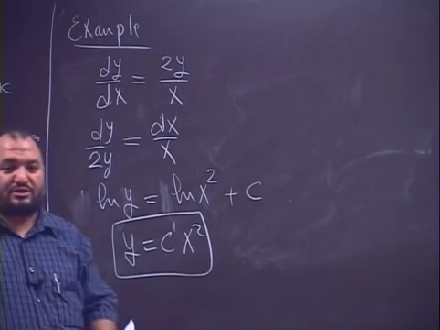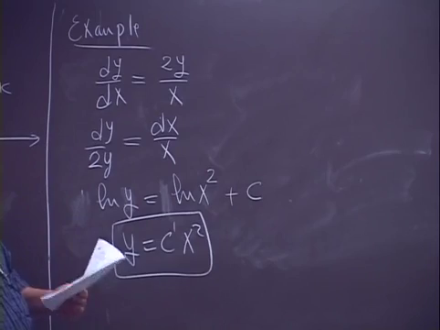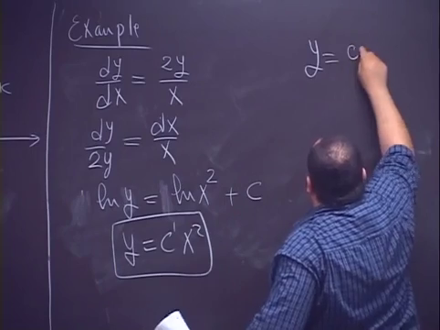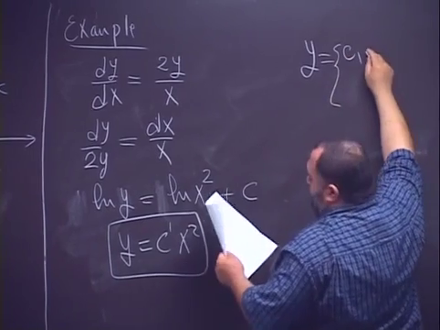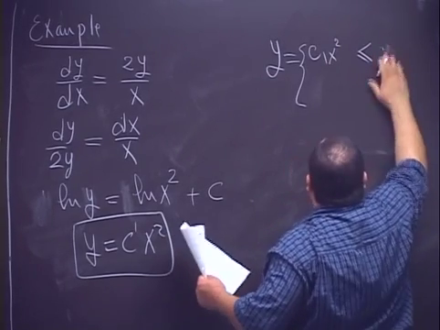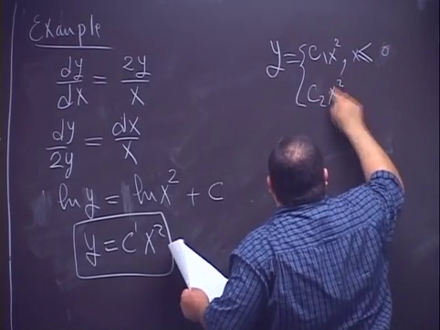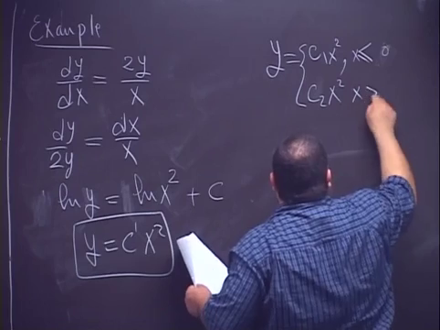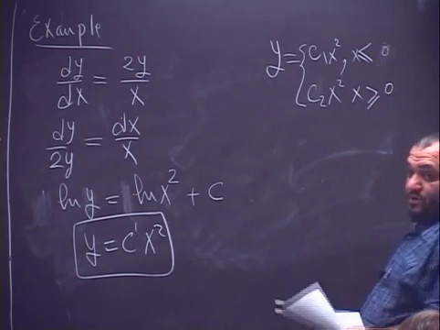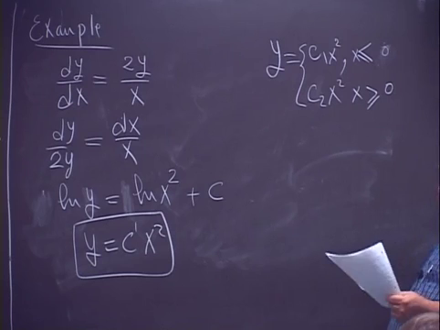This solution has two regions. Y equal to C1 multiplied by x squared for x less than 0, and y equal to C2 x squared for x greater than or equal to 0. Okay, guys? So I have two solutions.